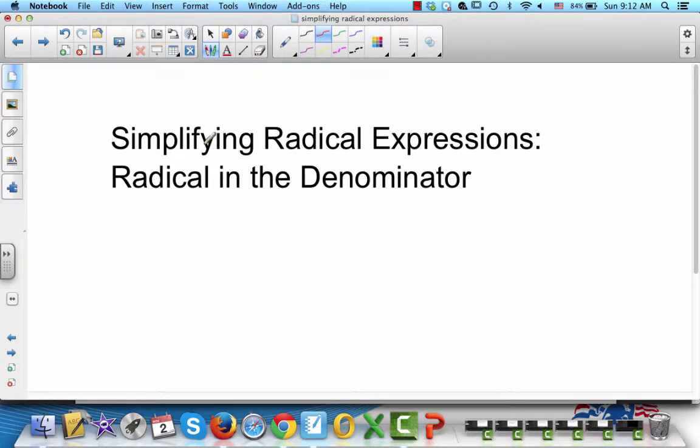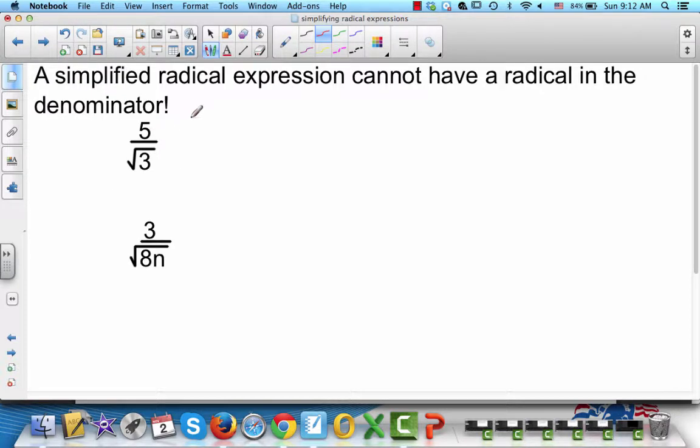Simplifying radical expressions. This time we're going to have a radical in the denominator. A simplified radical expression cannot have a radical in the denominator. So just like whenever you've got 2/4, you have to simplify it and get 1/2. You can't leave this square root in the bottom of the radical expression. So what you have to do is get rid of it.